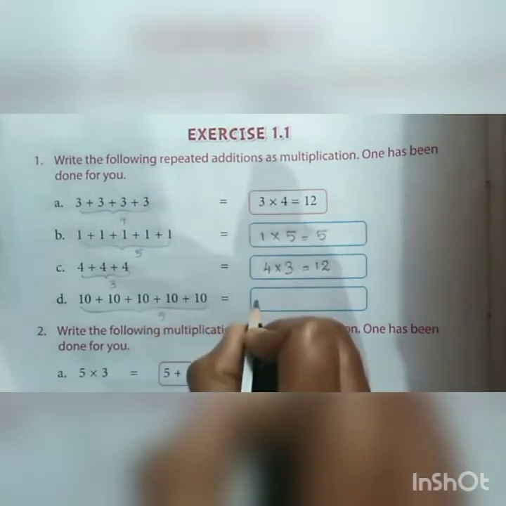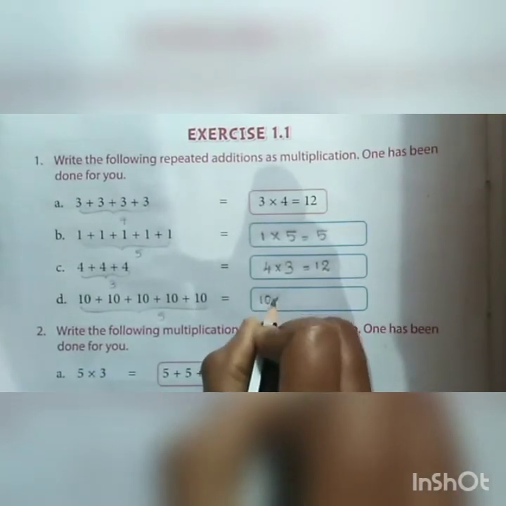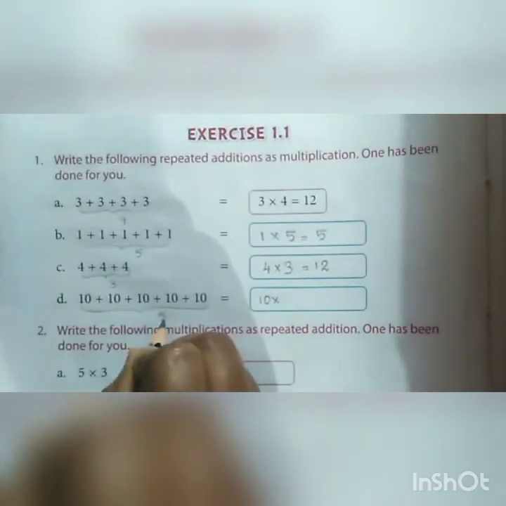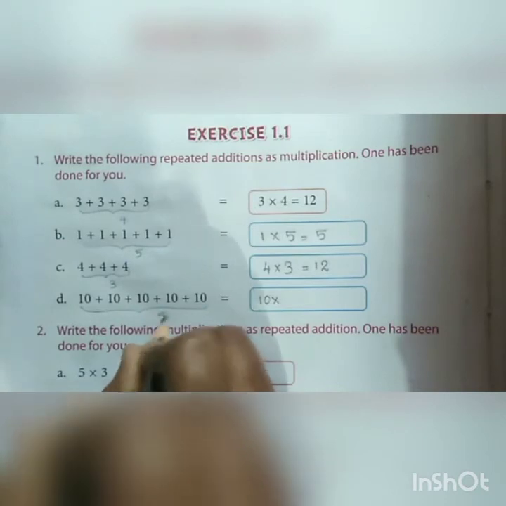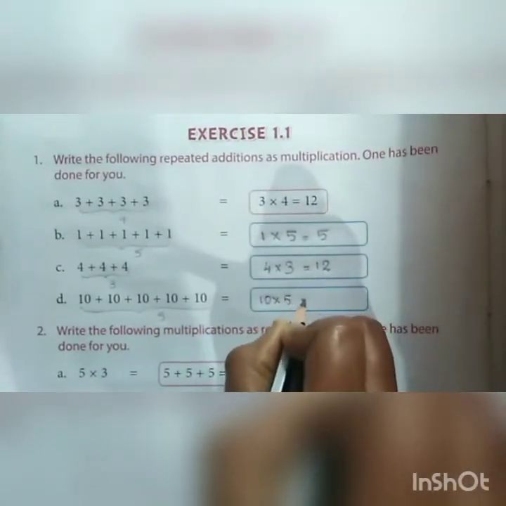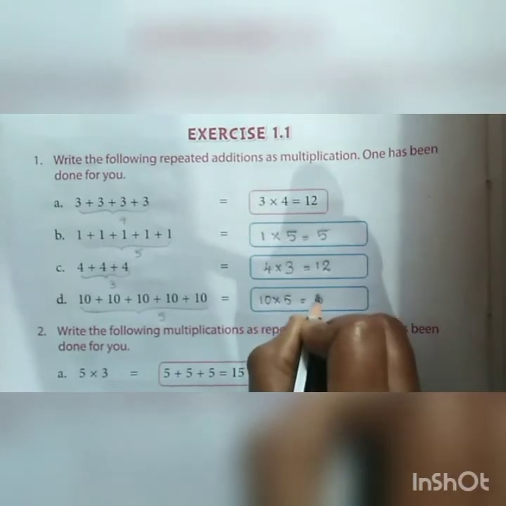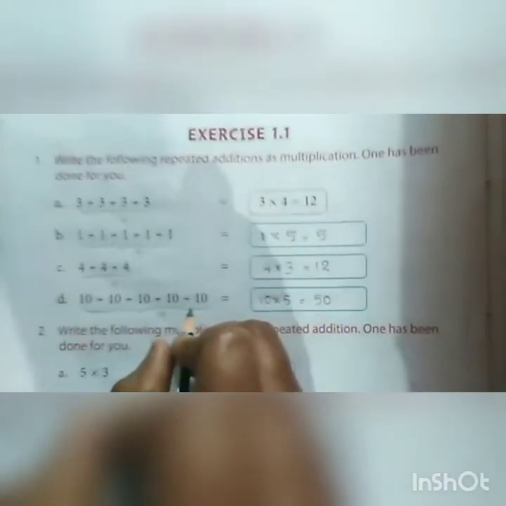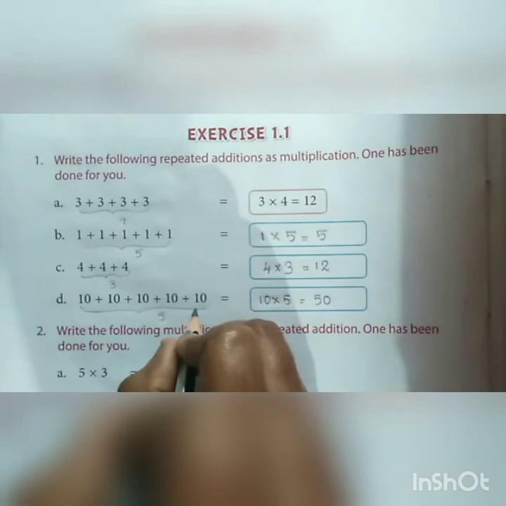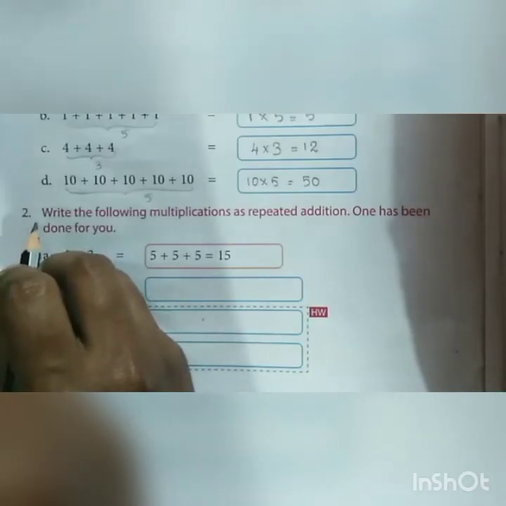The number 10 into 5, because the number 10 is repeated 5 times. 10 into 5 equal to, yes, 10 5s are 50. So this is a method of writing repeated addition as multiplication. Now we can move to a second question.